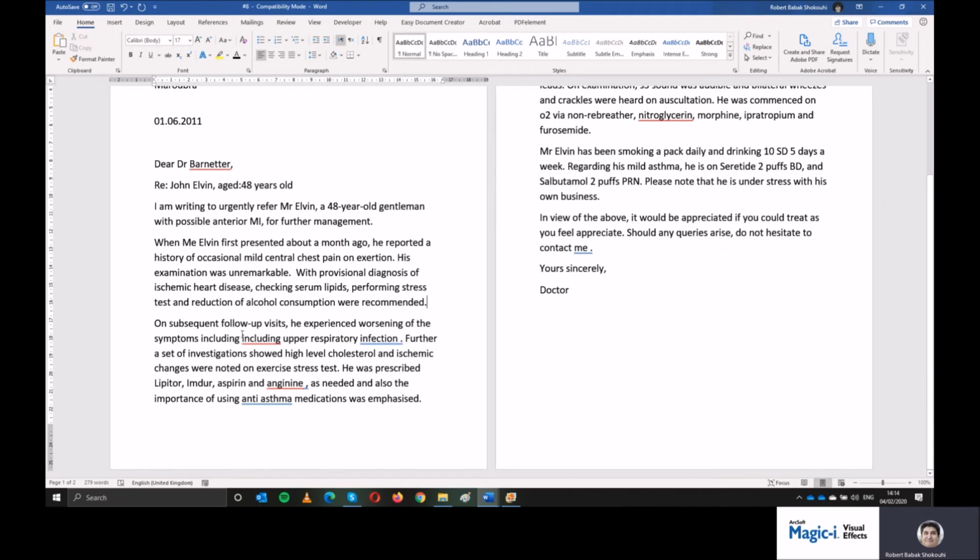On subsequent follow-up visits, he experienced worsening of the symptoms, including upper respiratory infection. Okay.